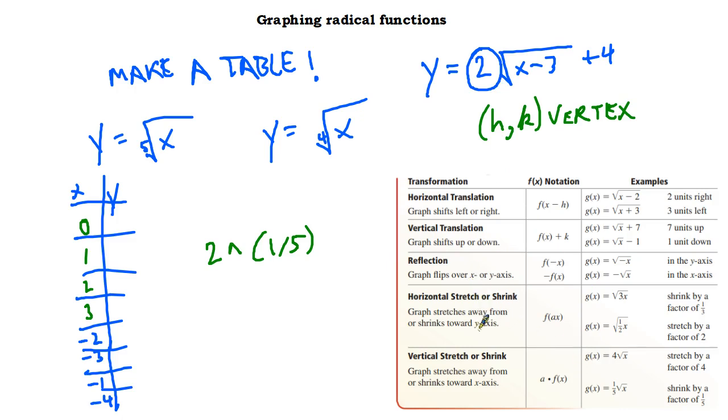This talks about horizontal stretch and vertical stretch, and those things will be covered in another video that is part of your homework.